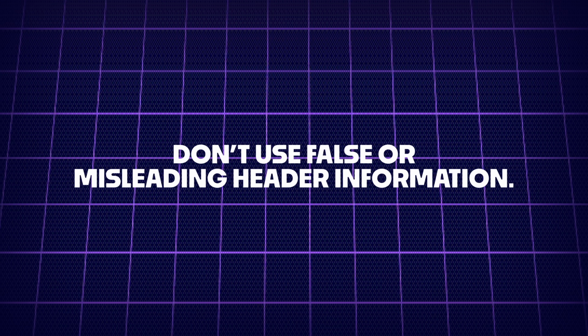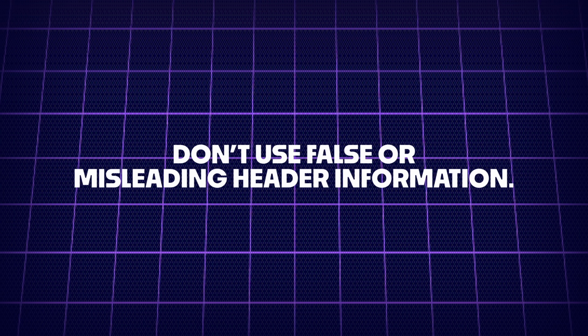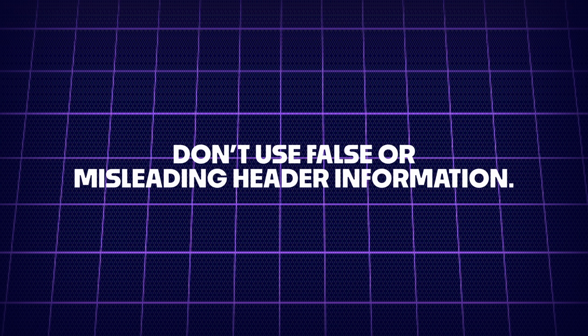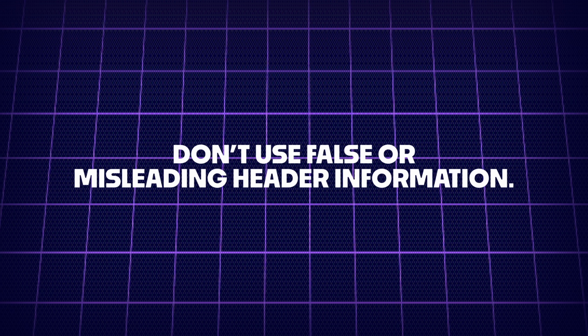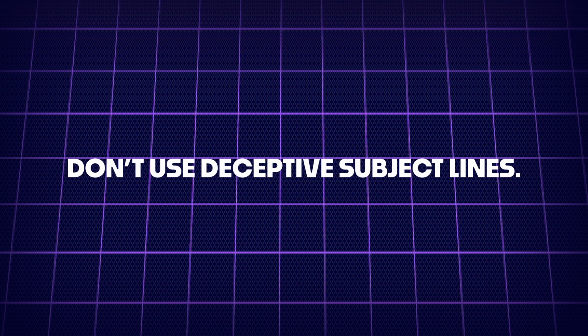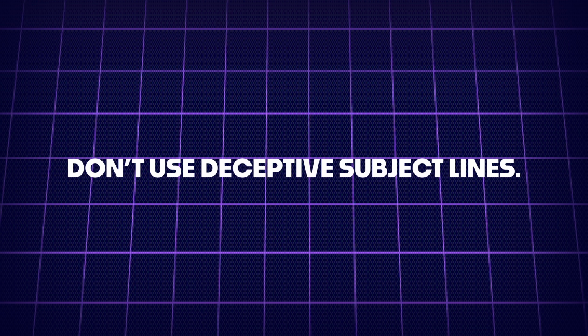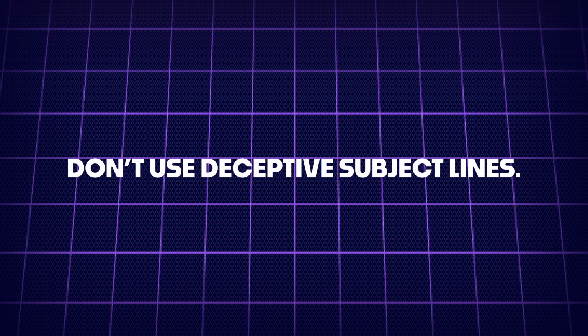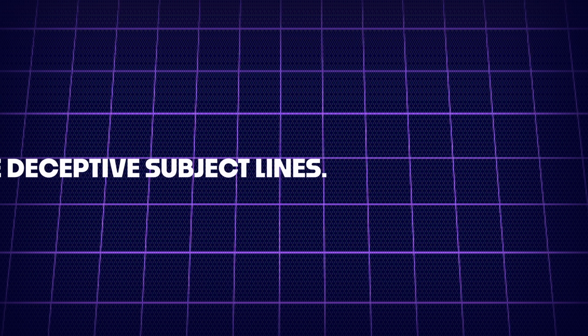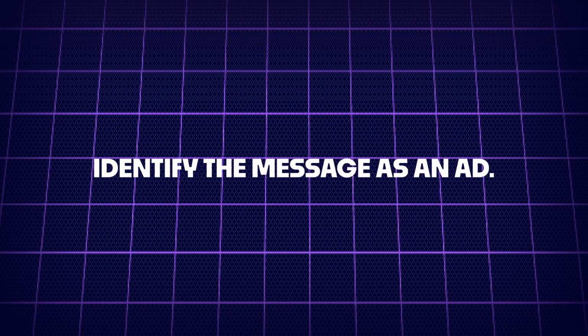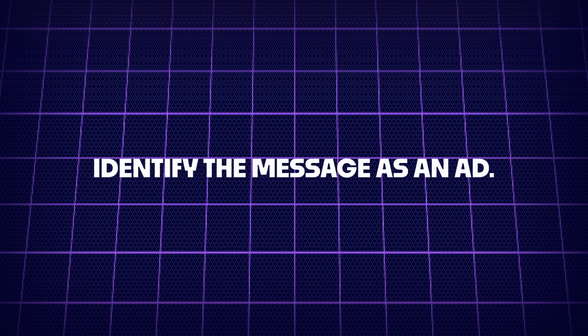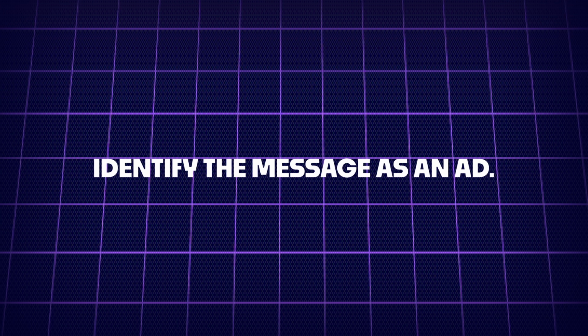Don't use false or misleading header information. Now, all of the information on your email envelope must be accurate and identify the person or business as the sender. Don't use deceptive subject lines. Be careful with the clickbait. You have to make sure that your message is about what the subject claims. Identify the message as an ad. You need to let people know that you're sending an ad. There are best practices here, and there's more in the notes.